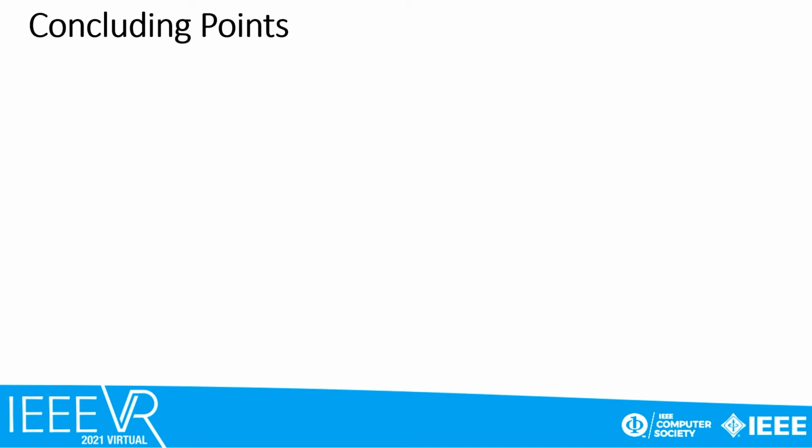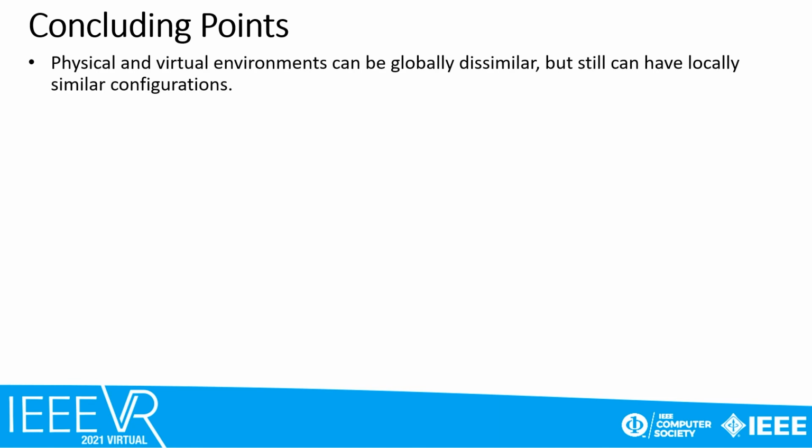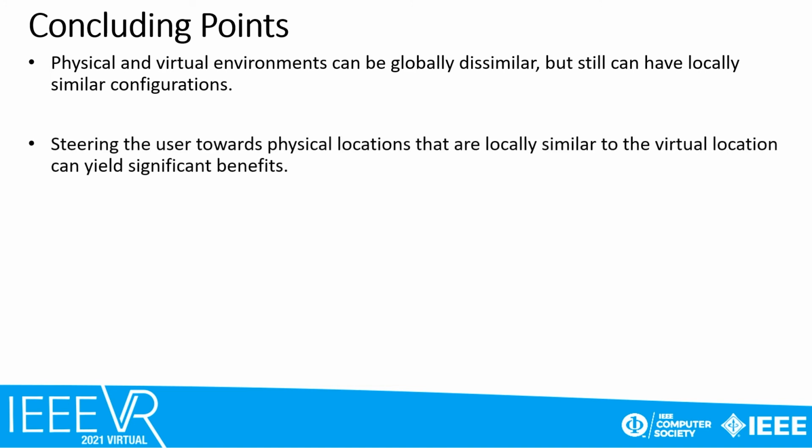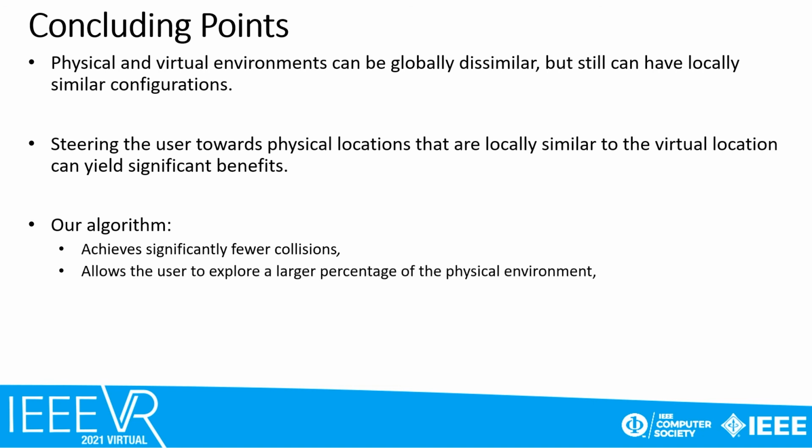We showed that physical and virtual environments can be globally dissimilar but still have locally similar configurations. Through our novel alignment-based redirection controller, we showed that steering the user towards physical locations that are locally similar to the current virtual location can yield significant benefits. In particular, our algorithm achieves significantly fewer collisions, allows the user to explore a larger percentage of the physical environment, and steers the user with less intense gains. We hope that future work in this area will make use of alignment, as it has been shown to be a powerful tool in virtual locomotion.